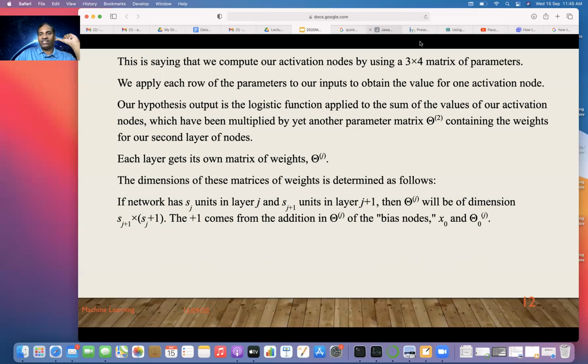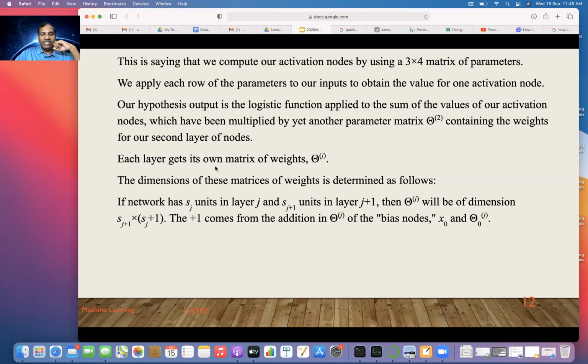So this is saying that we compute our activation nodes by using a 3 by 4 matrix of parameters. We apply each row of the parameters to our inputs to obtain the value for one activation node. Our hypothesis output is the logistic function applied to the sum of the values of our activation nodes. First, we'll compute theta 1, x1, theta 2, x2. Then we apply the sigmoid because we always want the signal between 0 and 1. So to the sum of the values of our activation nodes, which have been multiplied by yet another parameter matrix theta 2 containing the weights for our second layer of nodes.